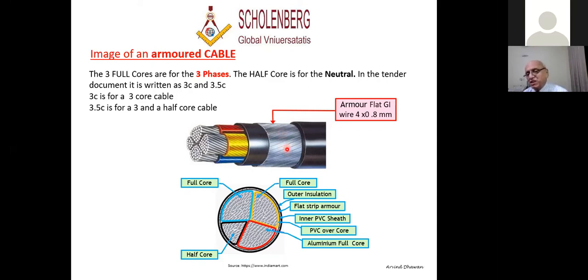So there's a cost saving out here, a cost difference between the armored cable and an unarmored cable. Where to use this armored cable and where not to use it, you should be aware of it. It has a cost factor. We come to the next point.